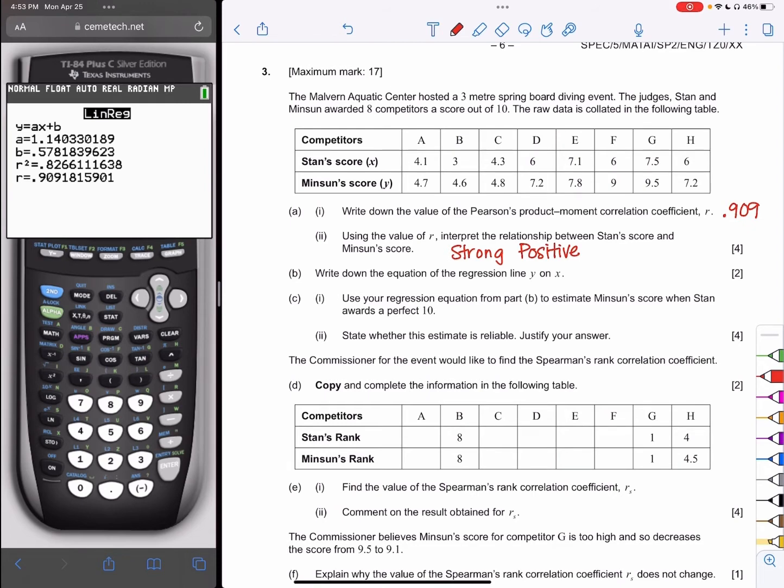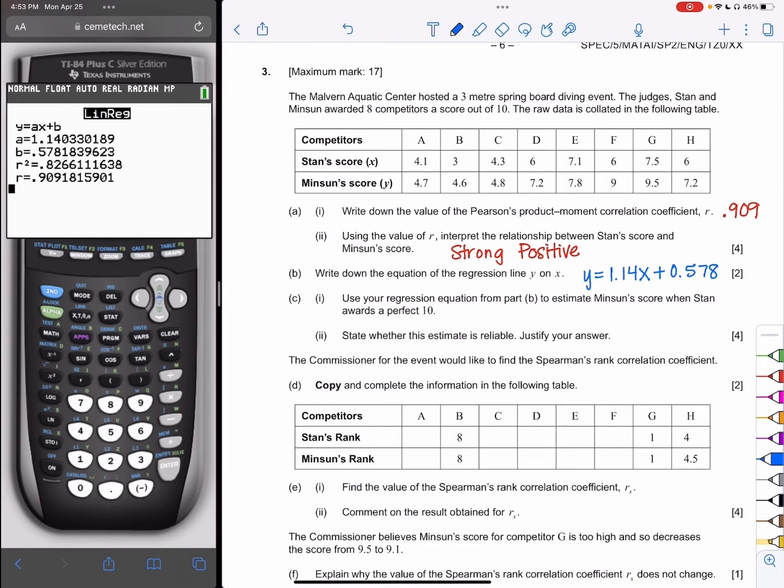So now for part B, it says write down the equation of the regression line y on x. So all that means is that we put our equation in the form of y is equal to ax plus b. And they have already given us our values here. So my equation is going to be y is equal to 1.14x plus 0.578. That is my regression equation there.